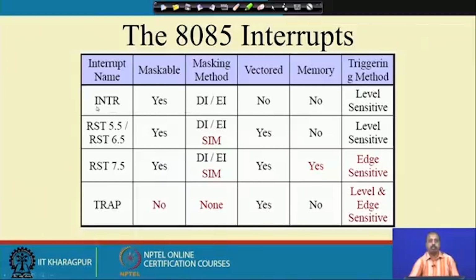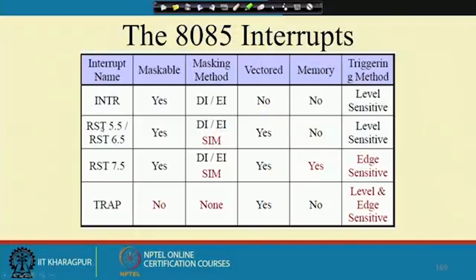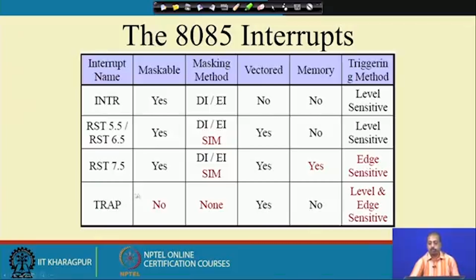So, for INTR what happens? The processor enters into an interrupt acknowledge machine cycle, and it expects that on that cycle the address of the ISR will be put on the data bus by the device. The processor takes that address and branches to it. But 5.5, 6.5, 7.5 and TRAP are all vectored interrupts. To get the vector address, you just multiply this number by 8. TRAP is 4.5, so multiply 4.5 by 8.